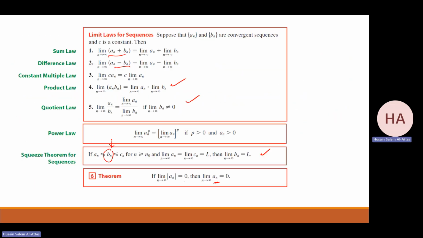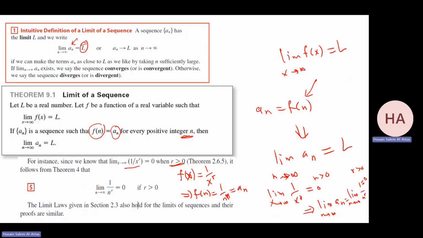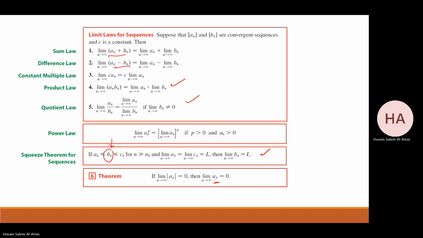And this is what we did here. We say the sequence, yeah, you say the limit, the sequence will converge. We say the sequence converges, or is convergent, if it has these things. Okay.